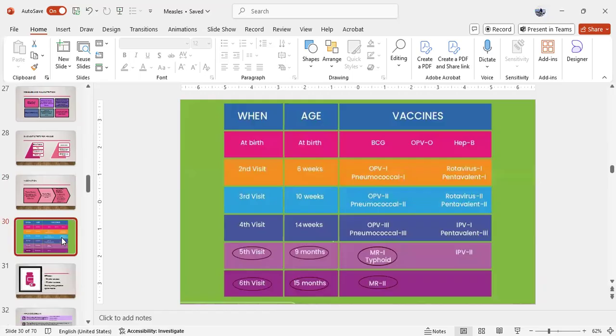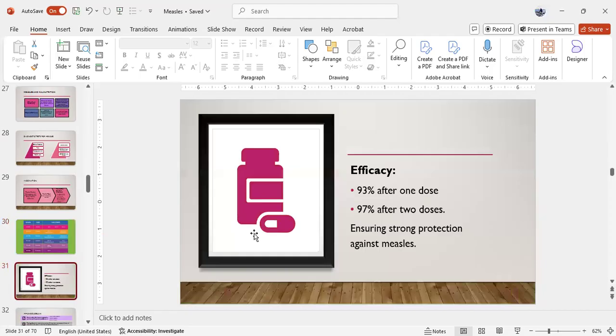This is the EPI schedule. You can see this 5th and 6th visit on 9th month and 15 months involves the MMR vaccine. Efficacy. 93% after 1 dose, 97% after 2 doses ensures strong protection against measles.